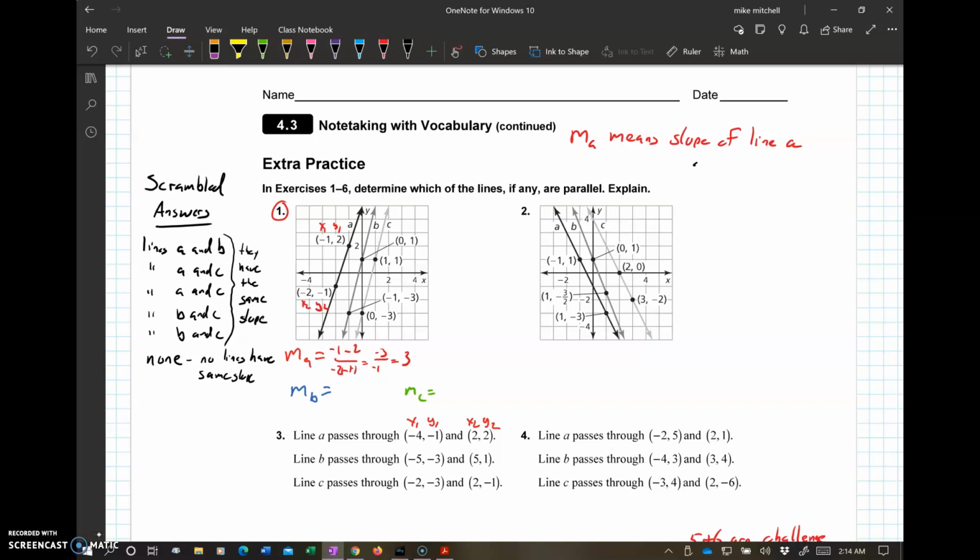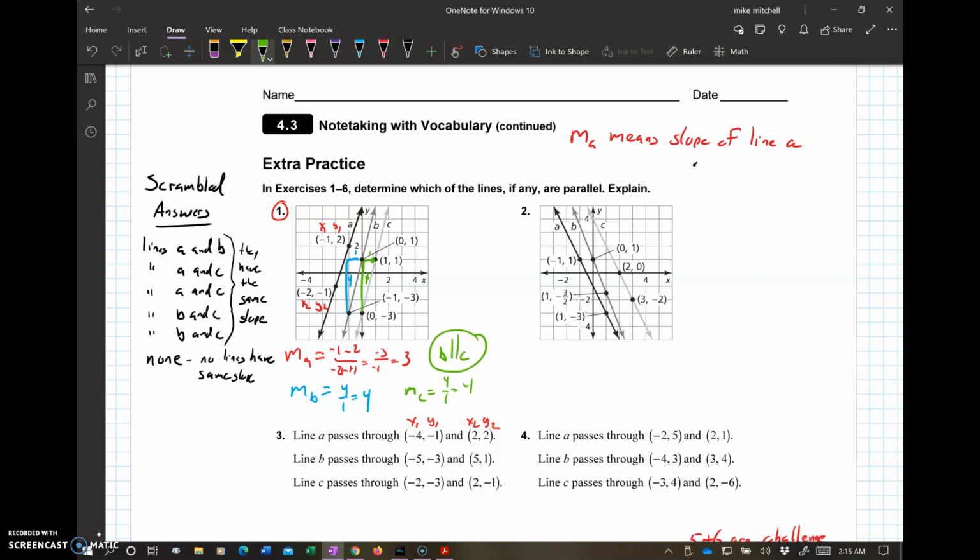I prefer the more old-fashioned way of counting it out. So, rise over run. I went up 4. I ran 1. That's going to give me 4 over 1, or a slope of 4. That's not equal to 3. That's not parallel. I'm going to do the last one here the same way. I'm going to rise 4, run 1. That's the same slope, 4 over 1. That gives me 4. So I have B is parallel to C.